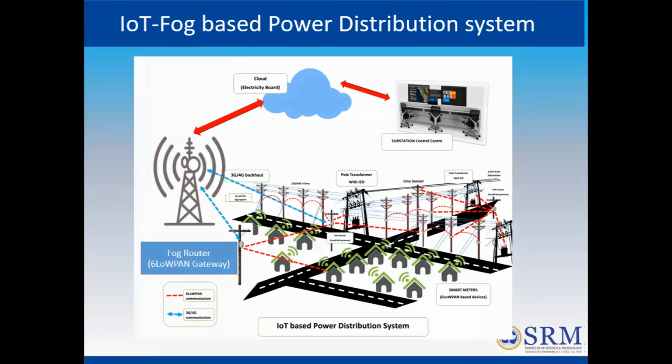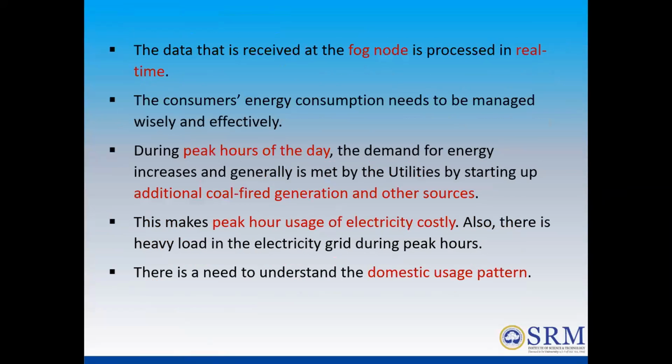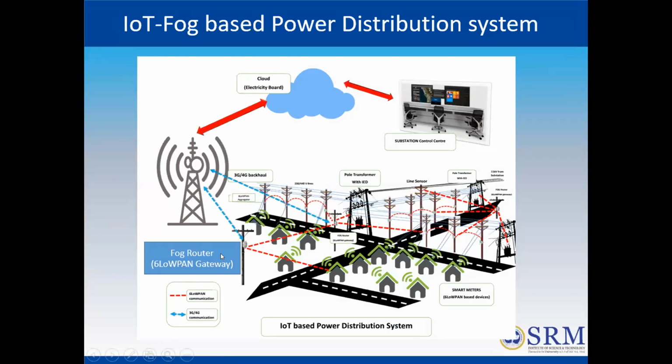So what exactly this work does is, if you look at this diagram here, we have an edge-based system here, a fog, where I have my analytical model. And that model does two things. One is forecasting the energy required for the consumers.